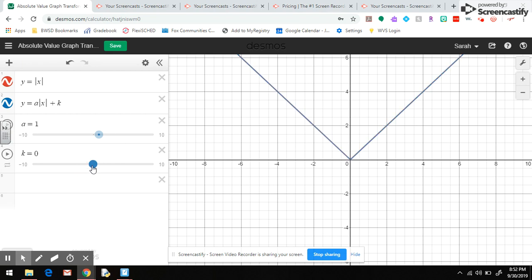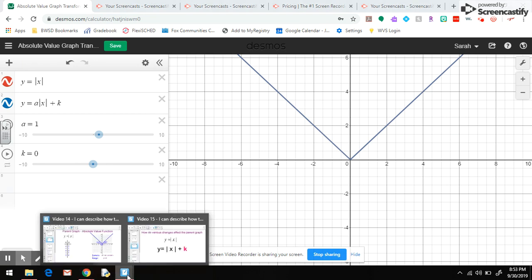Then as k becomes negative, so k is at -1. My graph has moved down to -1. K is at -2. The graph has moved down to -2. K moves down to -4. The graph moves down to -4. So what I'm noticing about this k value, or the value added on the outside of the absolute value, is that it actually moves the graph up and down when compared to the parent graph.